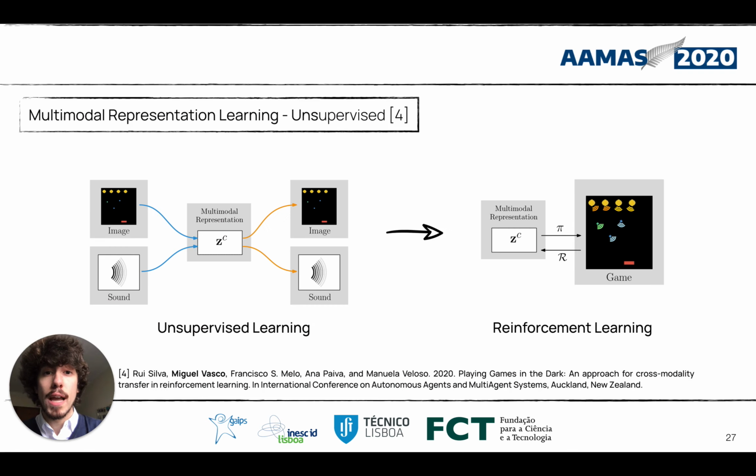Our approach has two different steps. On the first one, we have the unsupervised learning of a multimodal representation of the game environment, considering the images and the sounds provided by the games, and we use multimodal generative models. On the second stage, and considering images as input, we then learn how to play the game, considering the multimodal representations as the states of the environment.